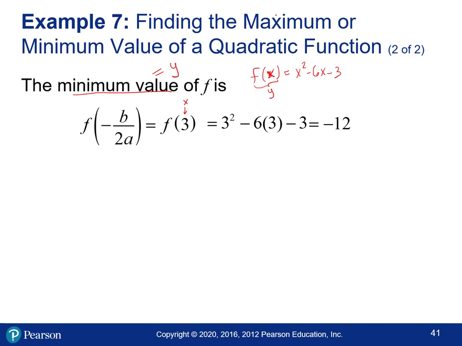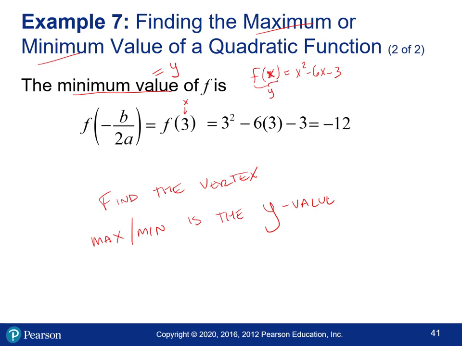Okay, so for this concept of finding the maximum or minimum, you just want to find the vertex, and then the maximum or minimum, depending on if it opens up or down, is the y value. You have to find the x value first in order to plug it in and get the y value, but the maximum or min is the actual output, or the y value.